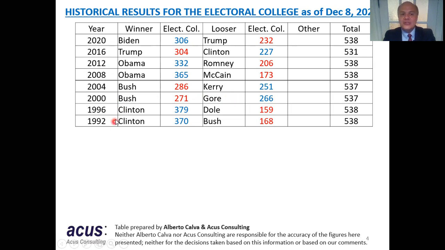Now, in 1992 and 1996, the winner was Bill Clinton with 379 votes and 370 votes against Dole and against George Bush's father. In 1992, there was a third candidate that was Ross Perot, and I would say that Ross Perot took away some votes from the Republican Party.